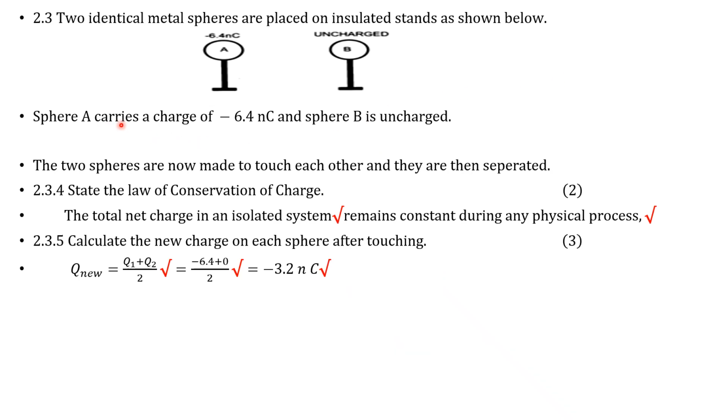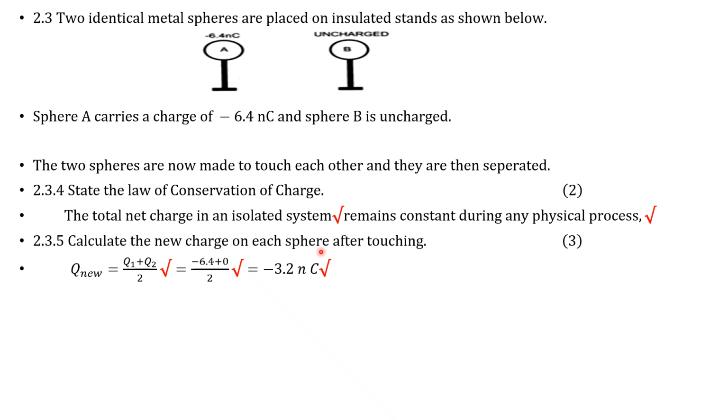They said sphere A carries a charge of minus 6,4 nanocoulomb. A touches B now. All right, so they've made contact. Law of conservation of charge states the total net charge in an isolated system, very important, meaning nothing from outside interferes, remains constant during any physical process, 1 mark.